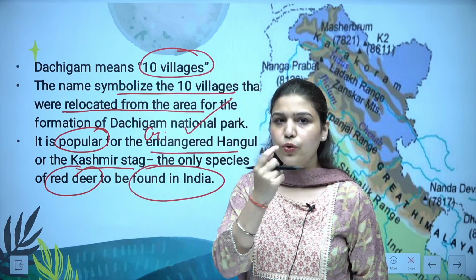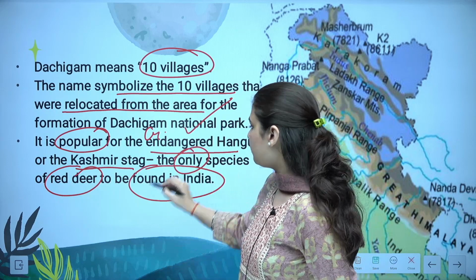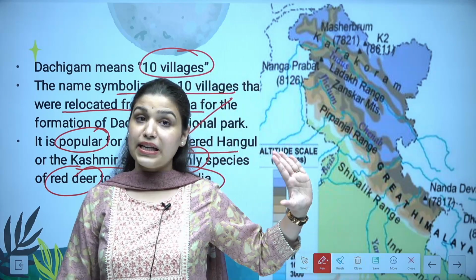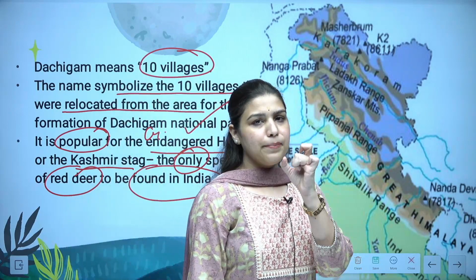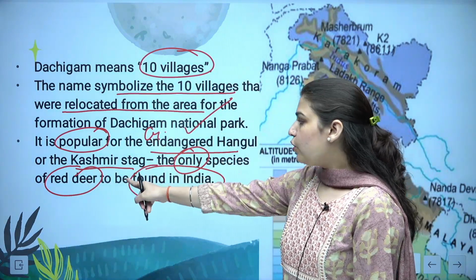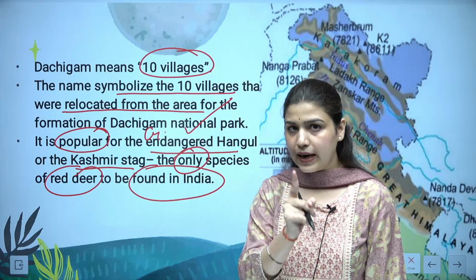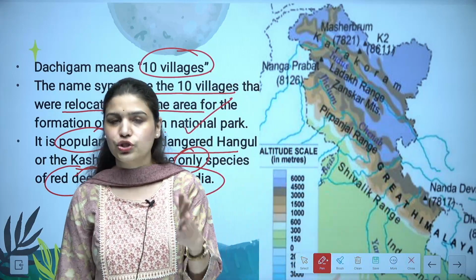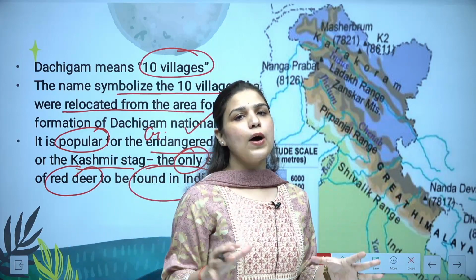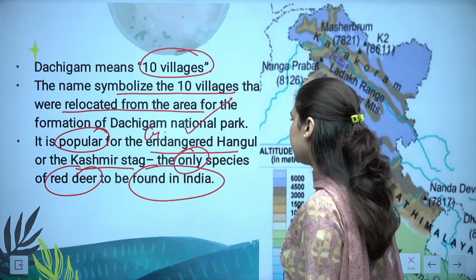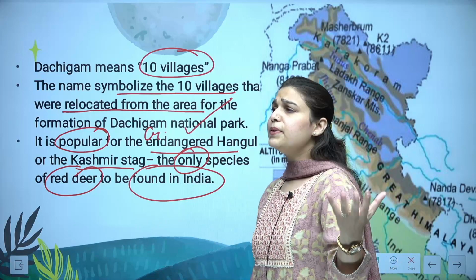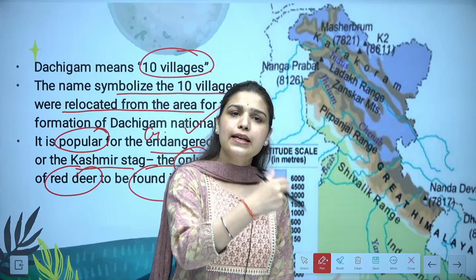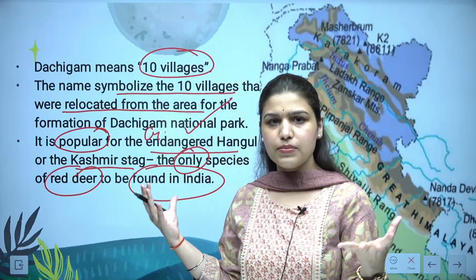Now words like "only" are extreme words which are used by the UPSC. Usually we eliminate such words, but at times there may be an exception, and we have to remember these small things, that Hangul is the only species of red deer which is found in India, and it is found only in the Dachigam National Park. That is why this park is very important for our examination. The species which are critically endangered, or any species which is found in only a single national park, that park ultimately becomes important.